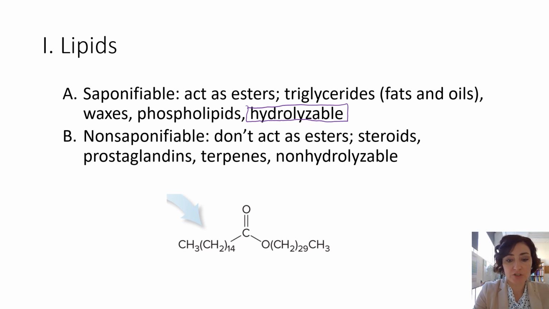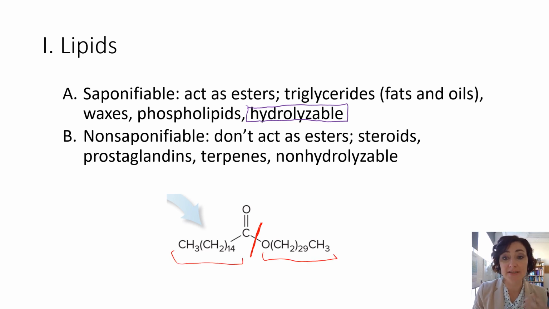And I just wanted to show you real quick right here. This is an example of a wax that has a long carboxylic acid and a long alcohol chain that came together to form an ester. If this is saponifiable or hydrolyzable, I can break this ester linkage and I can reform an alcohol and a carboxylic acid. So we have classes that act as esters and we have others that don't.